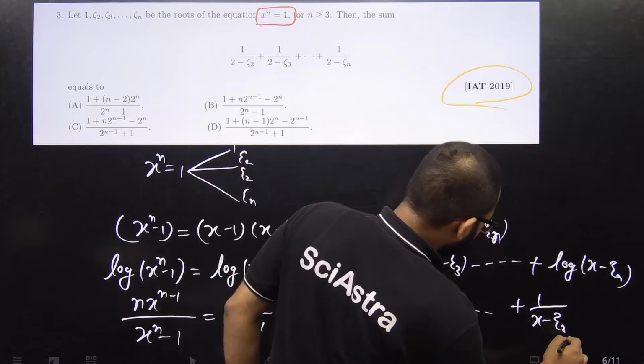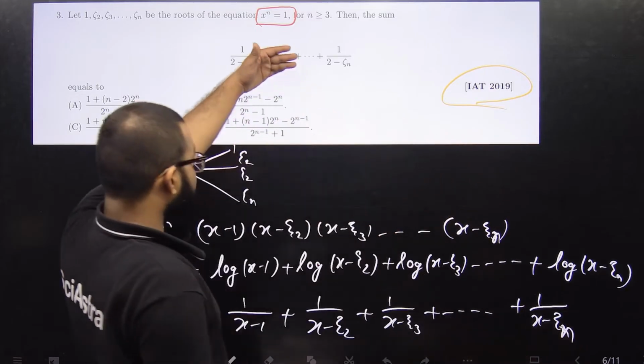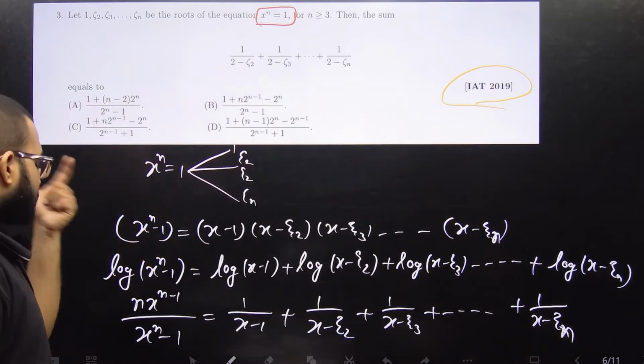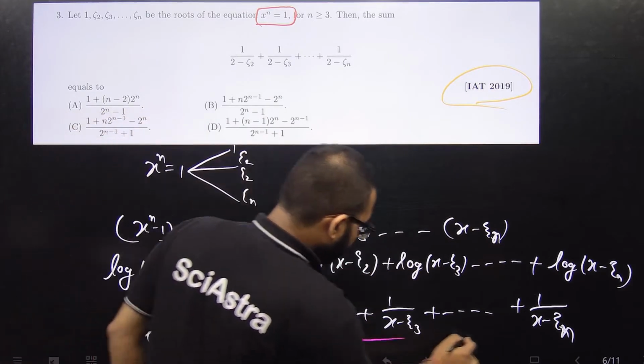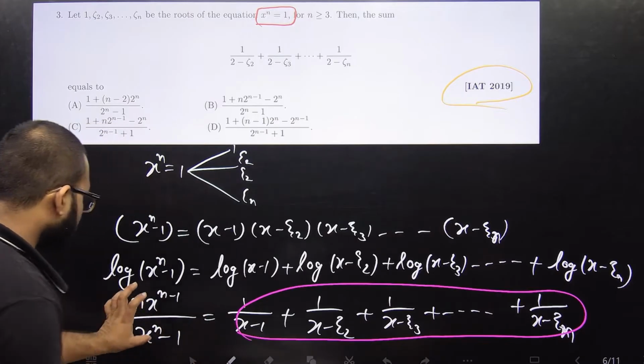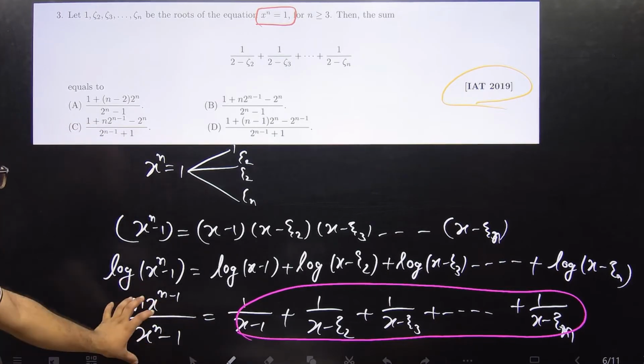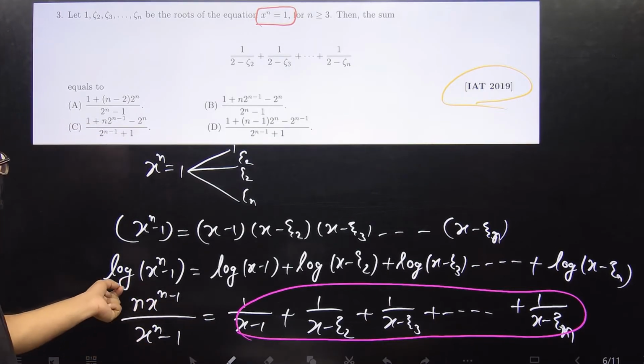And this expression is similar to the given expression if we put x equal to 2. So let's put x equal to 2 on both sides. This expression is what is given in the question, and this expression is our answer. So let's put x equal to 2 in this expression.